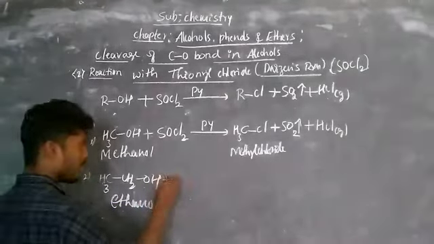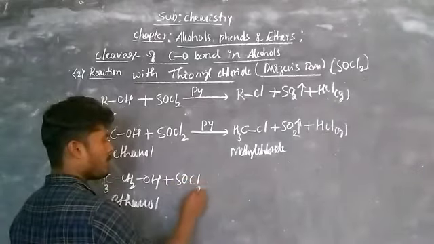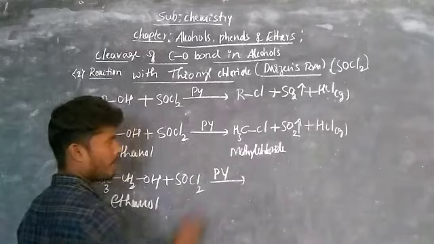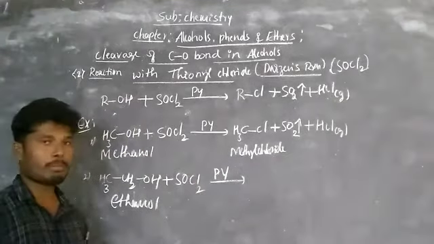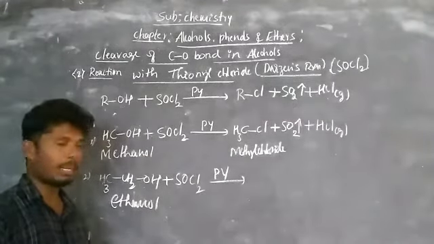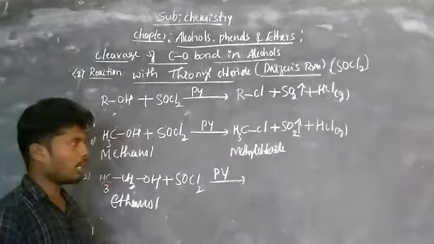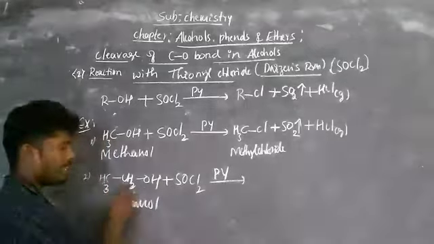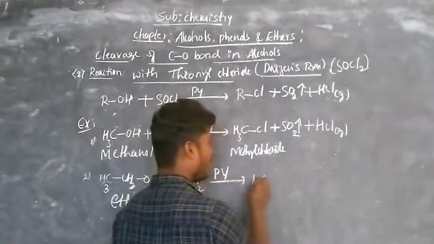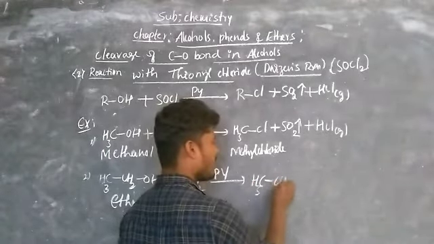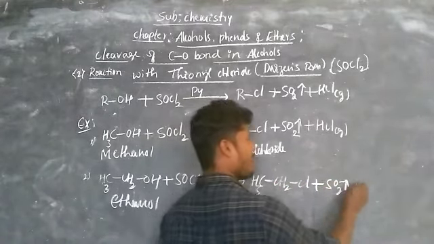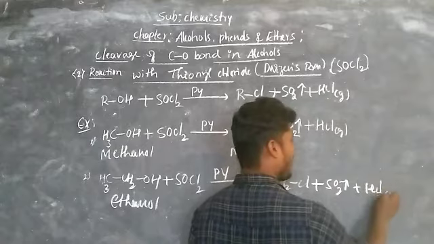This ethanol reacts with thionyl chloride, SOCl2, in the presence of the base pyridine. Pyridine is a base, so you finally get pyridinium salts also, that can be removed easily. So you get ethyl chloride, CH3CH2-Cl, plus SO2 gas plus HCl gas.